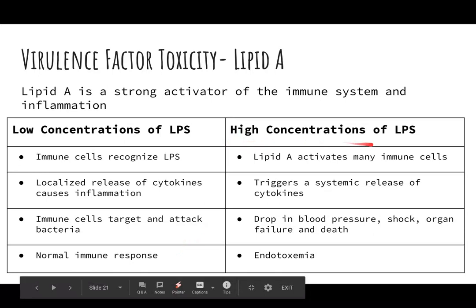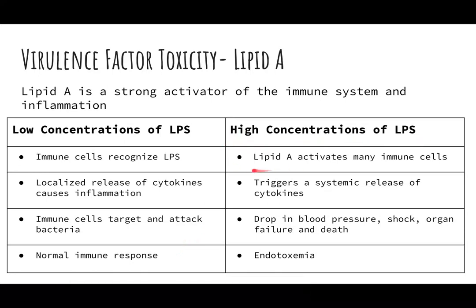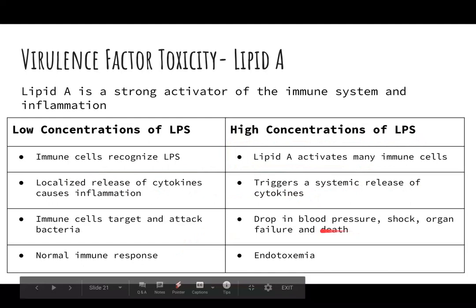However, if there's a high concentration of LPS, then we are going to have the lipid A activate many immune cells, and instead of a localized release of cytokines, we get a systemic release of cytokines. So we get cytokines released all over the body. This is going to trigger a drop in blood pressure, which can lead to shock, organ failure, and eventually death, and we call this state endotoxemia.